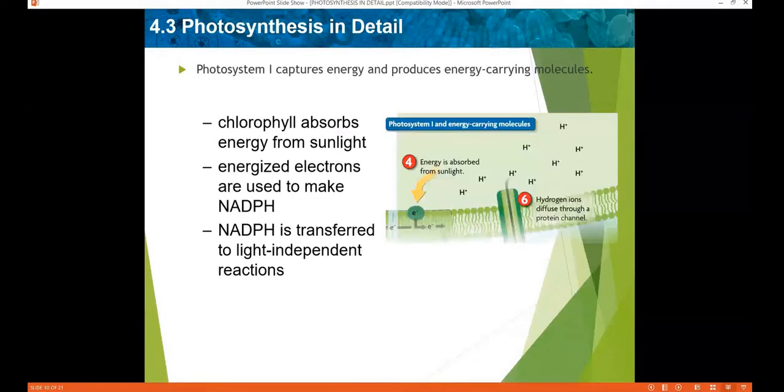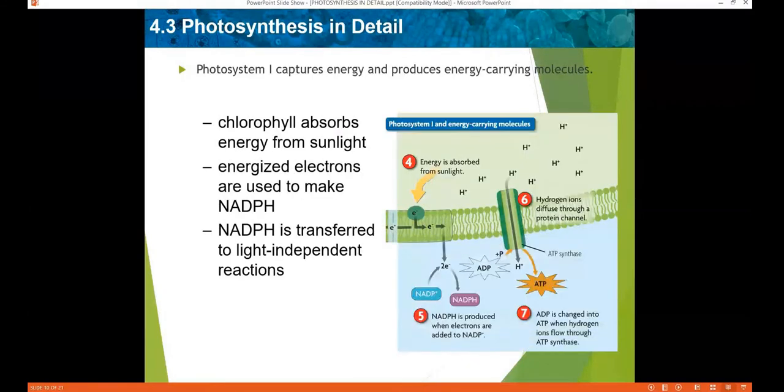Now what happens in photosystem 1? Photosystem 1 happens after photosystem 2. In photosystem 1, the energy carrying molecules, you can see. In step 4, the energy is absorbed from the sunlight over here by the electrons. Then in step 5, the NADPH is produced when the electrons are added to NADP. Before I show you and explain with the help of this diagram, let me read out the entire procedure of photosystem 1.